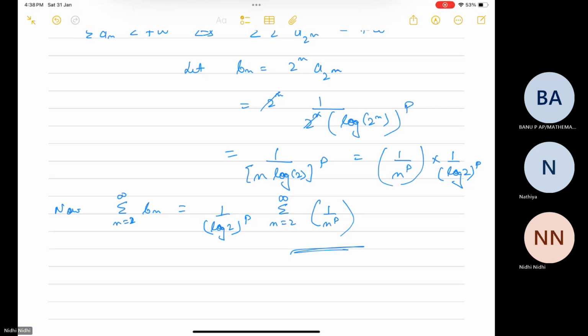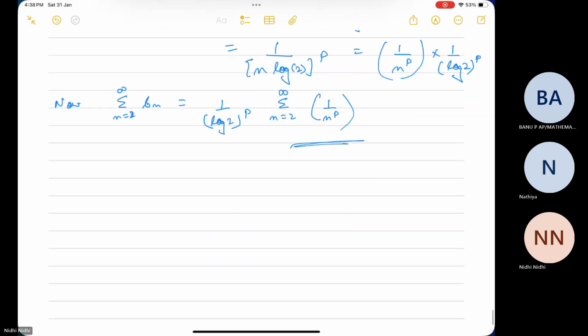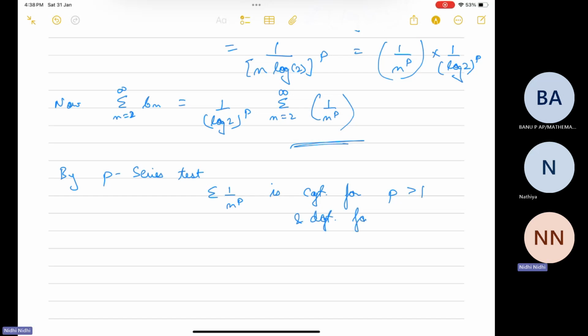Just look back where we discuss the P series test. Now, by P series test, summation 1 upon n to the power p is convergent for p strictly greater than 1 and divergent for p less than equal to 1.